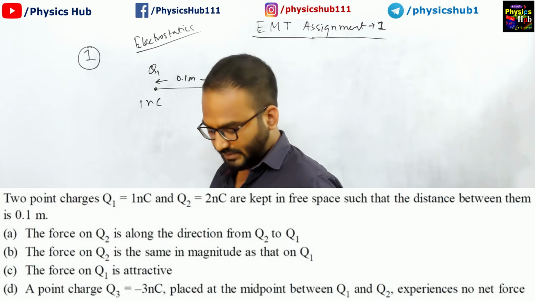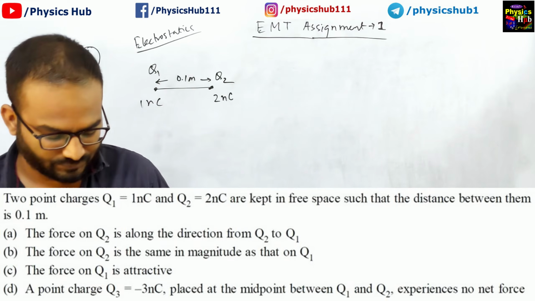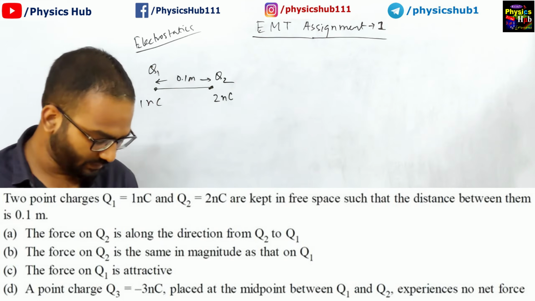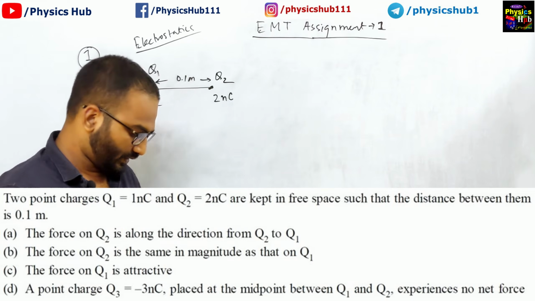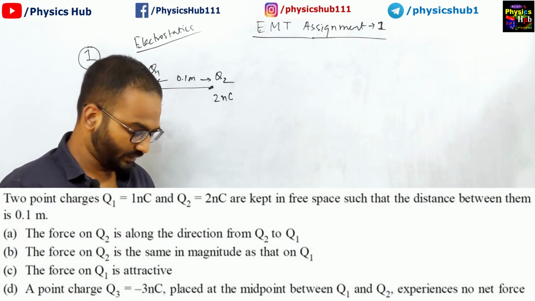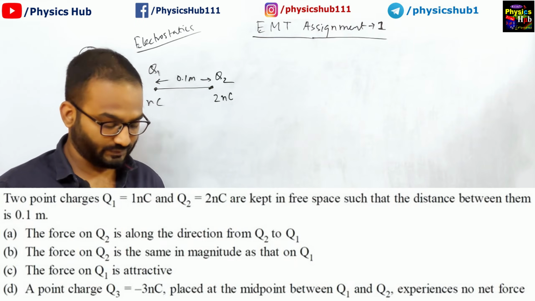The force on Q2 is along the direction from Q2 to Q1. Force on Q2 is the same in magnitude as that on Q1. The force on Q1 is attractive. A point charge Q3 placed at the midpoint between Q1 and Q2 experiences no force.